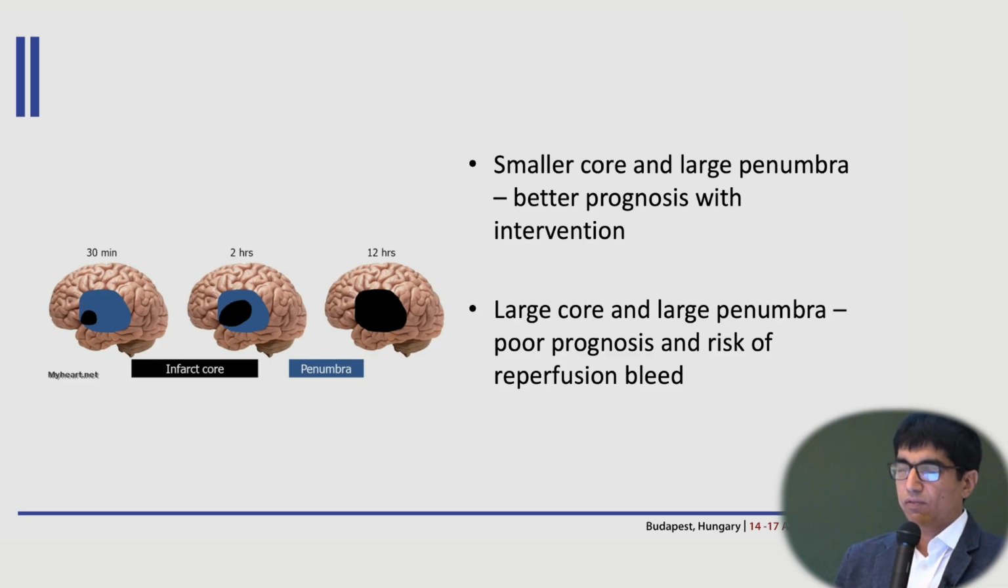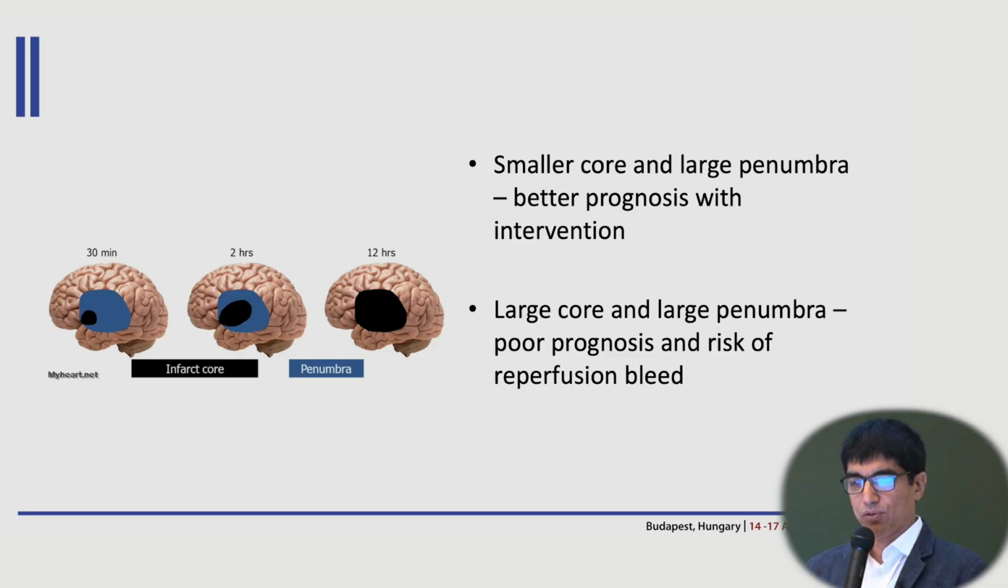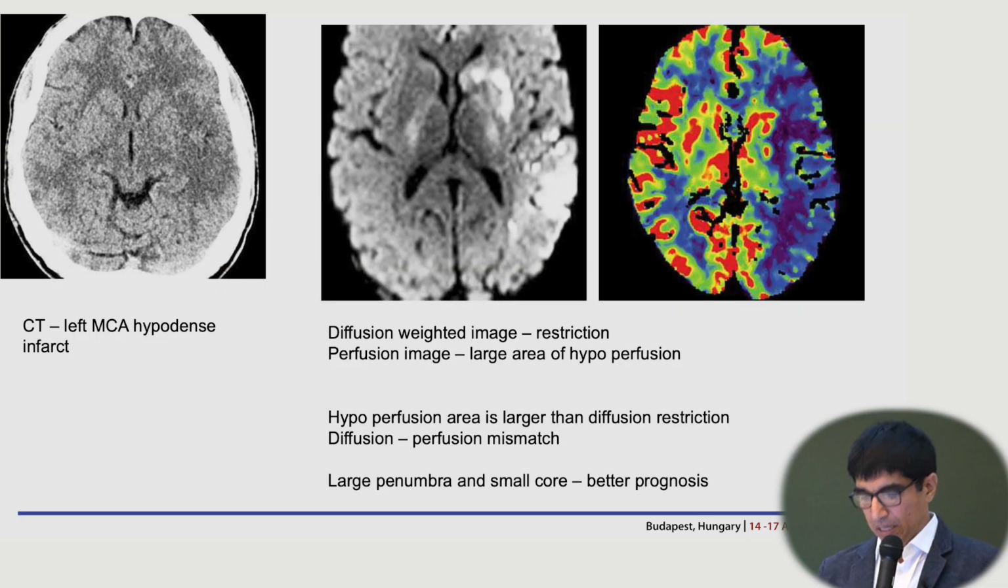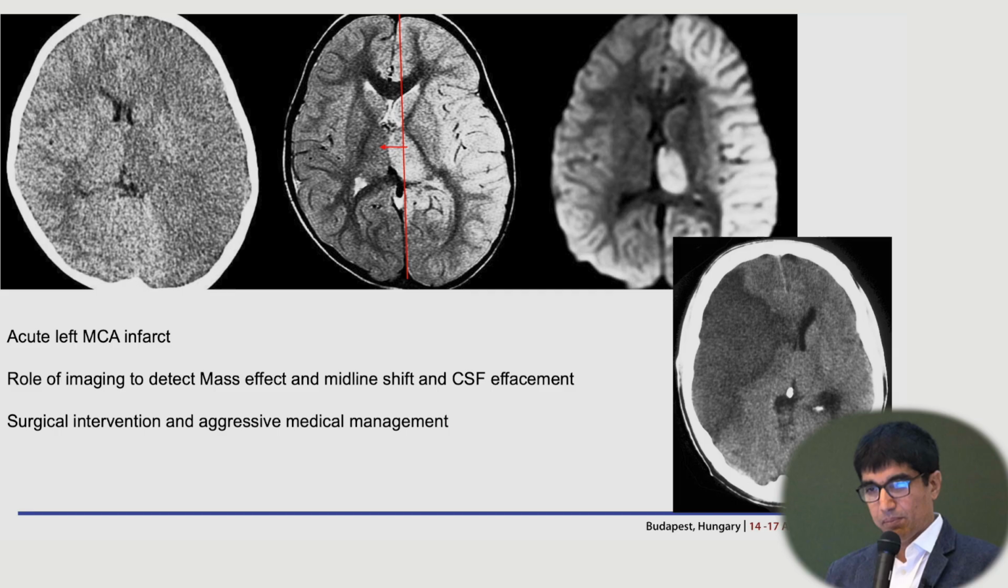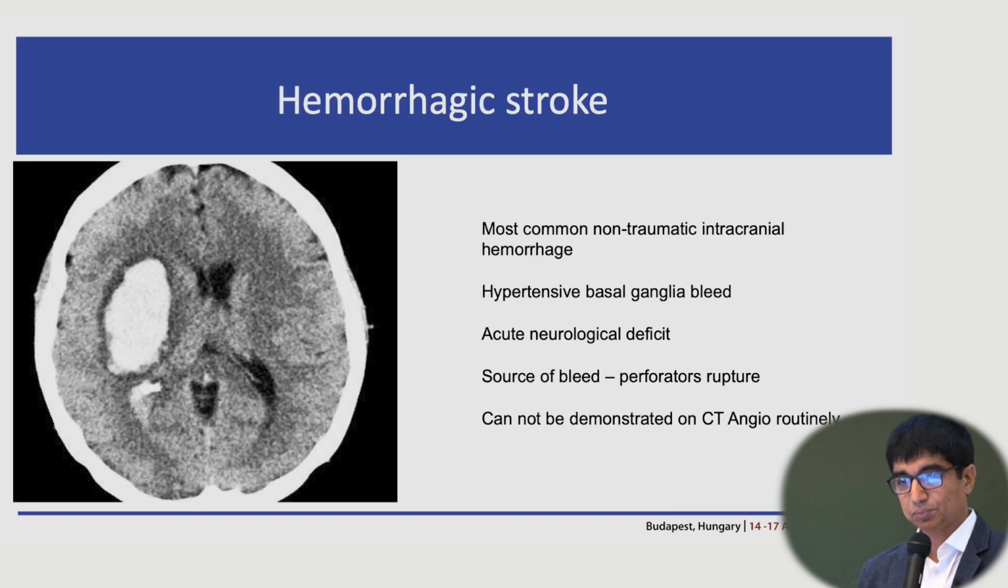A small core with a larger penumbra would have a good prognosis with intervention, while a large core with a large penumbra would have a worse prognosis because there is a risk of reperfusion bleed. So like in this image, there is a patchy diffusion restriction with a large penumbra. This patient will behave better as compared to this patient where the diffusion restriction is quite rampant.